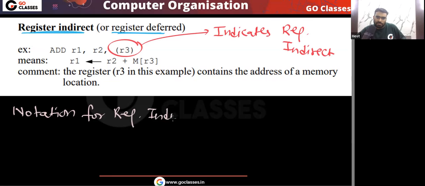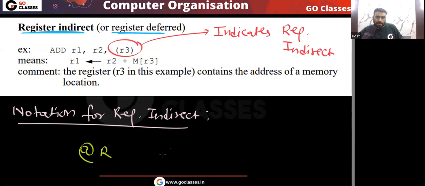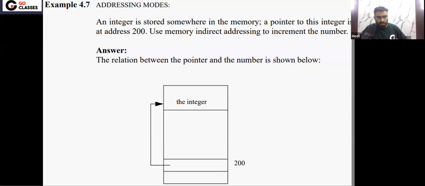What is the notation for register indirect? That is either @r or you put it like this. Is this clear? Please tell me. Okay, so this is the notation for register indirect. Clear? Okay, let's move on.